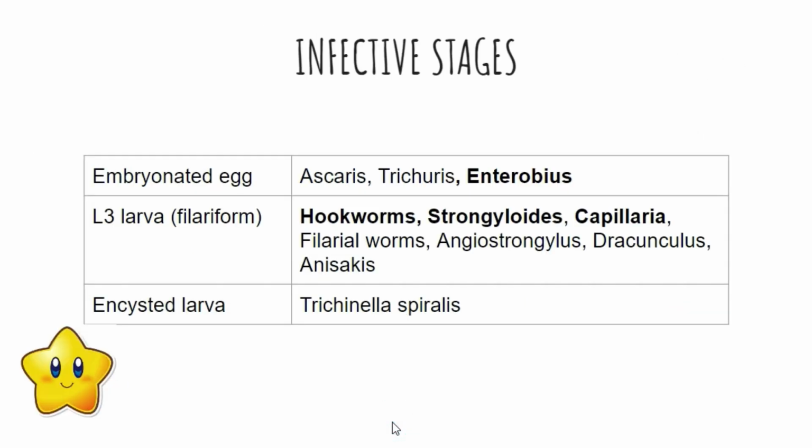Okay, next we have the infective stages of the following parasites. Let's recall that the infective stage is the stage which, when it enters the body, can cause possible disease or infection. For Enterobius, the infective stage is the embryonated egg, while for the hookworm, the Strongyloides, and the Capillaria, they have the L3 larva or the filariform larva as their infective stage.